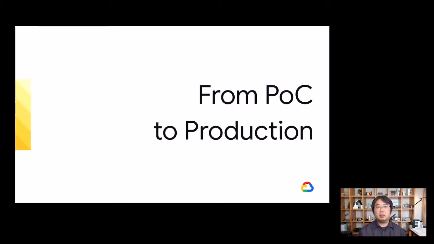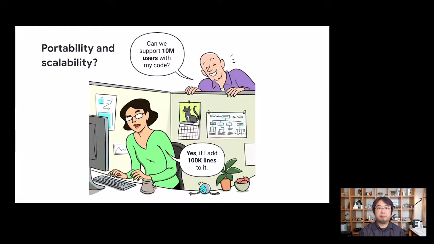So that was the problems you can solve with the production development system. So what about the problems you can find on productionizing the serving system? There are many gaps between the POC and production systems. Let's think about portability and scalability of machine learning systems.